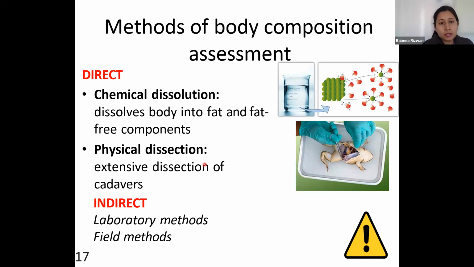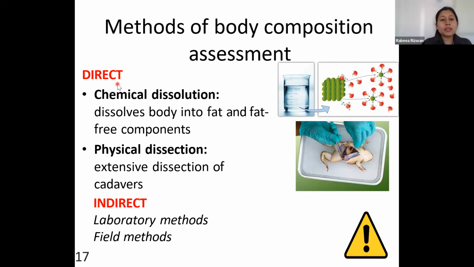There are 2 methods to assess body composition, particularly body fat. So what are these methods? There are 2, direct and indirect methods. The direct method is further divided into chemical dissolution and physical dissection, while the indirect methods are divided into 2, laboratory methods and field methods. It means indirectly we can also evaluate body composition, assessed in a laboratory or in a field.